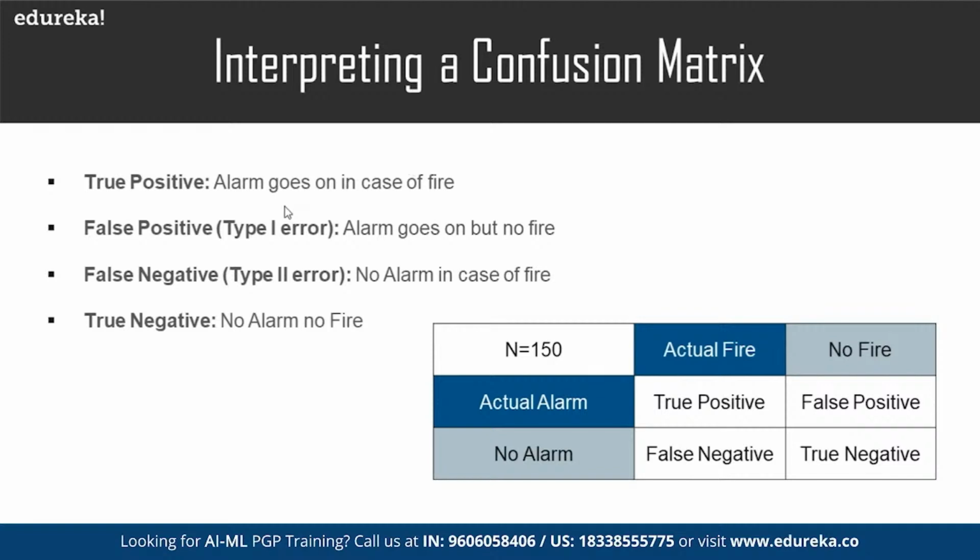So for example, true positive, I was talking about it: the alarm goes on in case of fire. False positive, this is what we call a type 1 error: the alarm goes on but there is no fire. But false negative, this is very critical, a type 2 error: no alarm even if there is a fire in place. It's such a dangerous thing. But we do not always need to consider such false negatives.